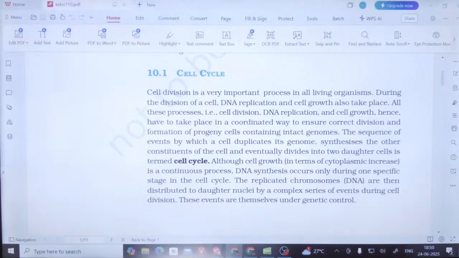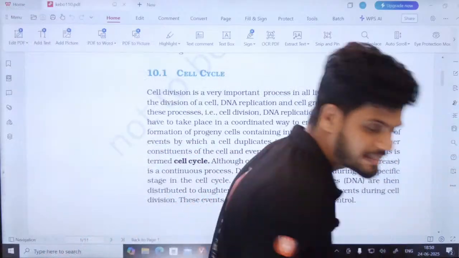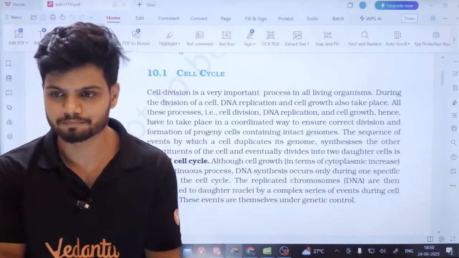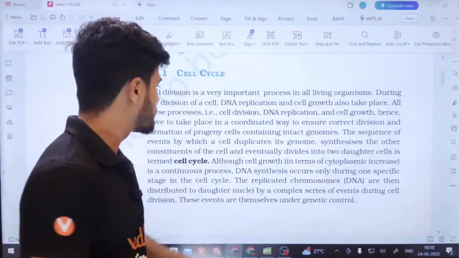Difference between G1 and G2. In G1 and G2, you'll see not much doubt, students. Mostly the cell is growing cytoplasmically. The cell is growing in size and preparing. That's all, mostly.